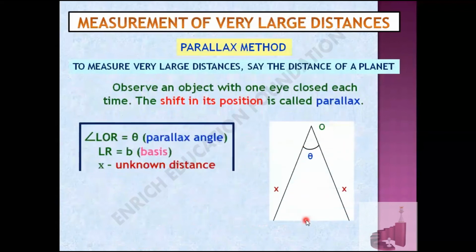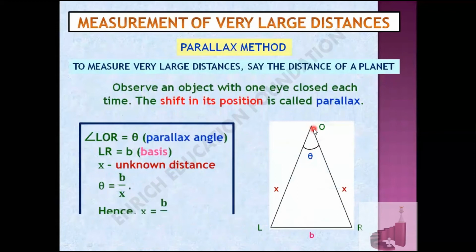For example, if we need to observe an object at O, first we close the right eye and observe it with the help of the left eye alone, and mark its position as L. Next, the left eye is closed and the object is viewed with the help of the right eye. Its position is noted as R. The distance between L and R is given as B, which is called the basis.